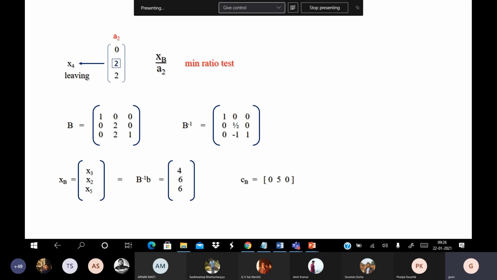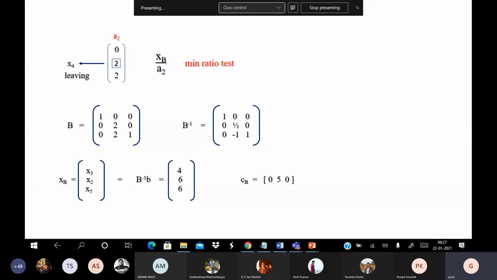So now this middle column, x4, because x4 is leaving, I am replacing this column of x4 by the column of x2, a2, right? Which is this a2, 0 2 2. Fine. So 0 2 2 is replaced here. Okay. So this is my new base now, where x2 has entered and x4 has left.